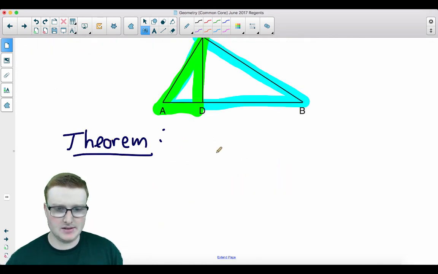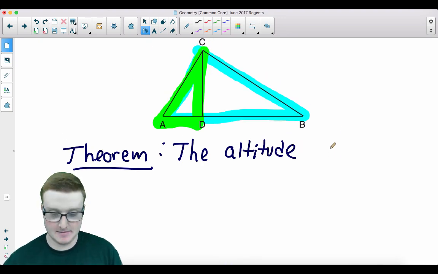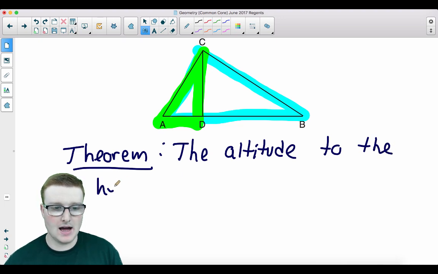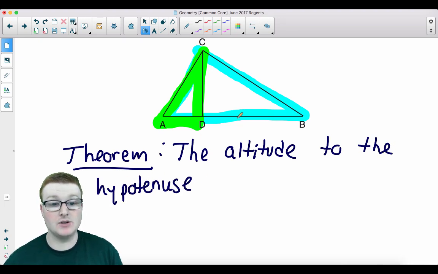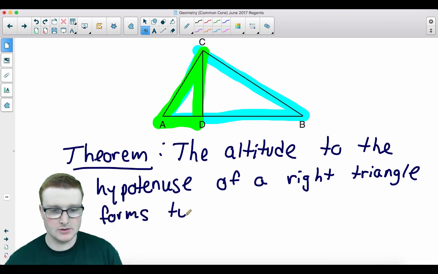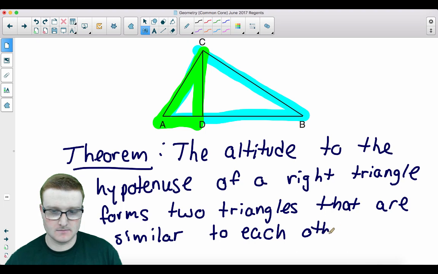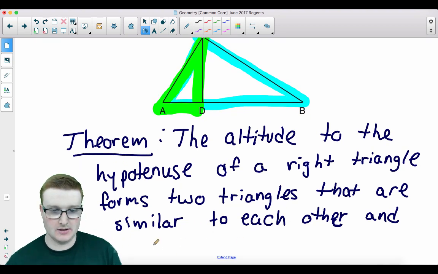You could just state the theorem, or I'm going to show you another way. So the theorem states the altitude, which in this case is CD, the altitude to the hypotenuse, which in this case is AB, the altitude to the hypotenuse of a right triangle forms 2 triangles that are similar to each other and to the original triangle.